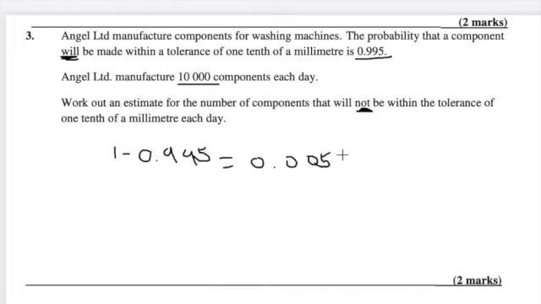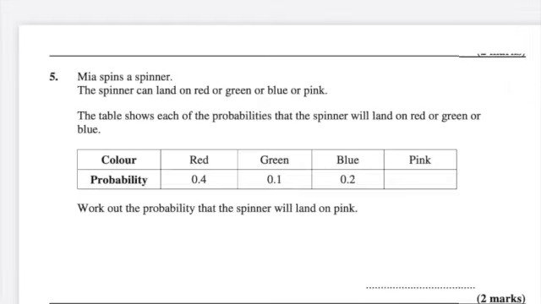So with that, and because it says Angel Ltd manufactures 10,000 components each day, you find the probability that it won't, and you times it by how many it does each day. So you do 0.005 times 10,000. Pop this into a calculator, or you could just use multiplication tactics, and that gives you 50. So the number that won't be within tolerance is 50.